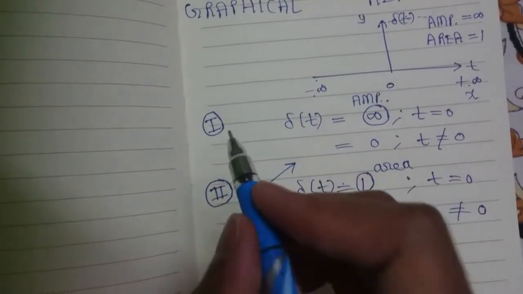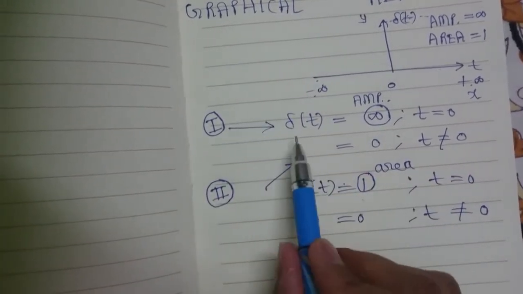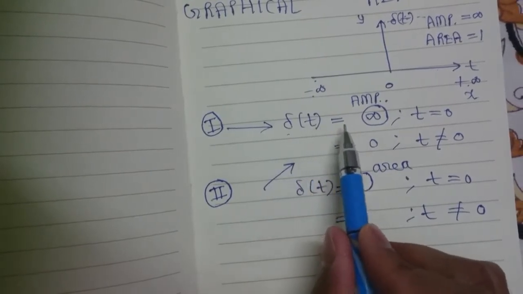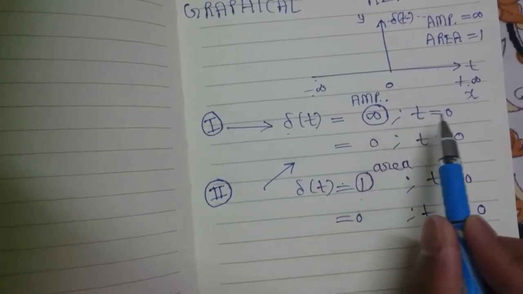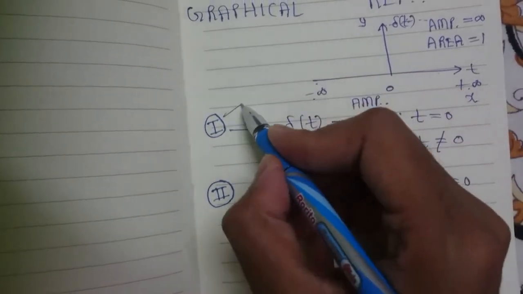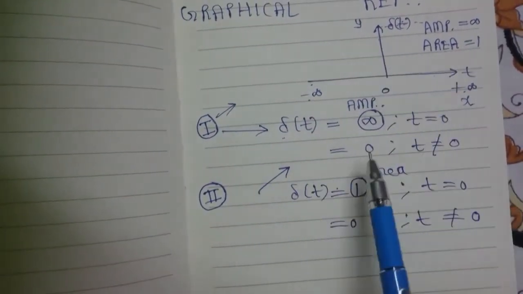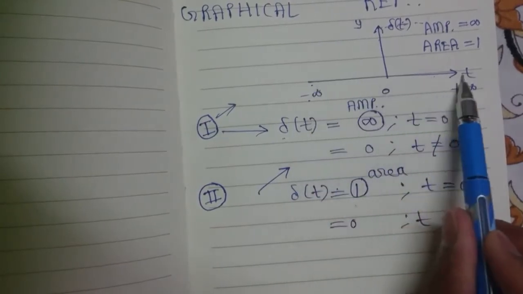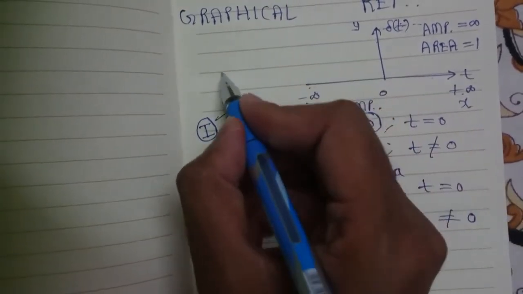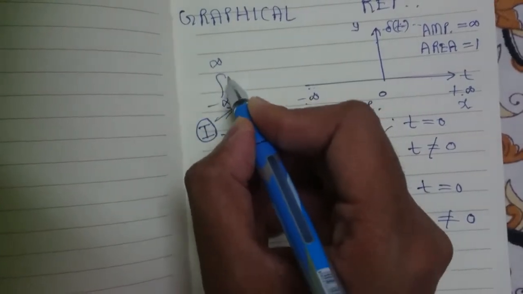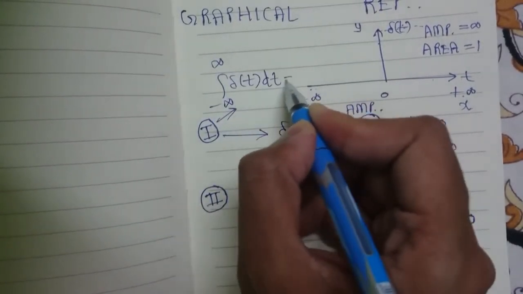Hence in method 1 we apply delta of t is equal to infinite, t equal to 0 concept. We also apply area is equal to 1 concept, that is area under delta of t curve is 1, that is integration under the delta of t curve is 1, that is integral from minus infinite to infinite of delta of t dt is equal to 1.